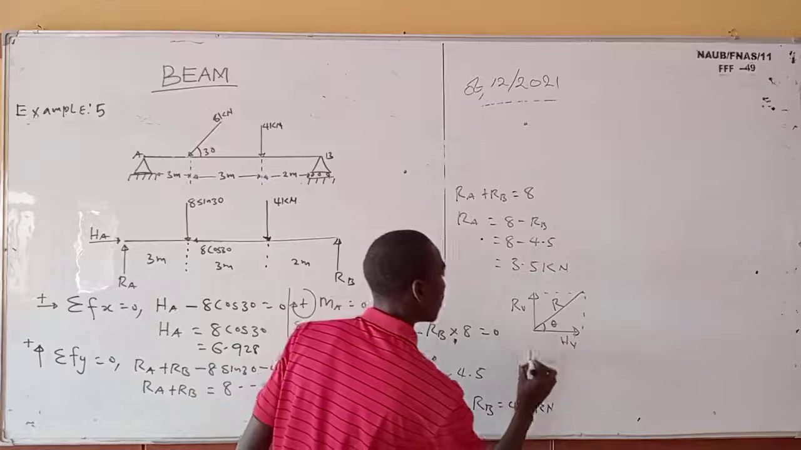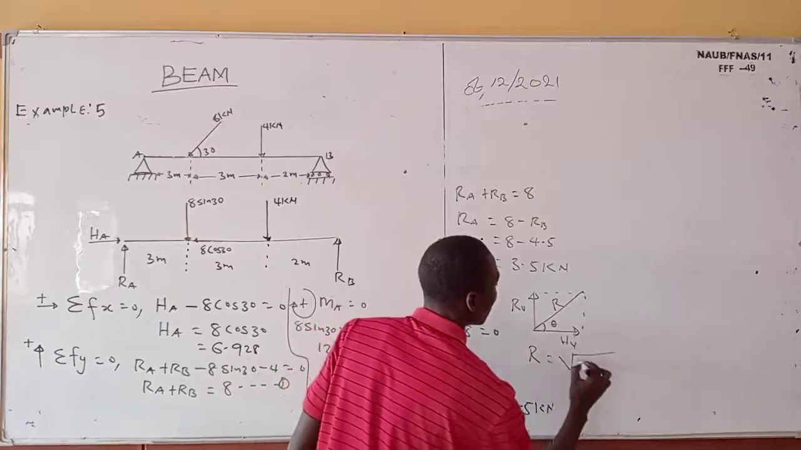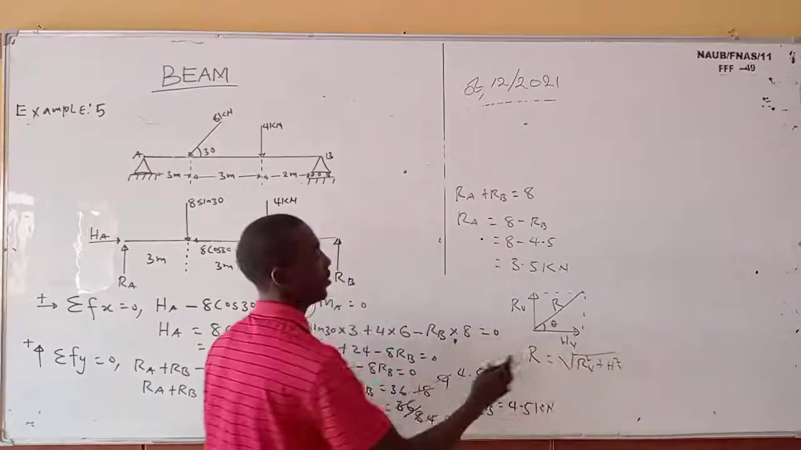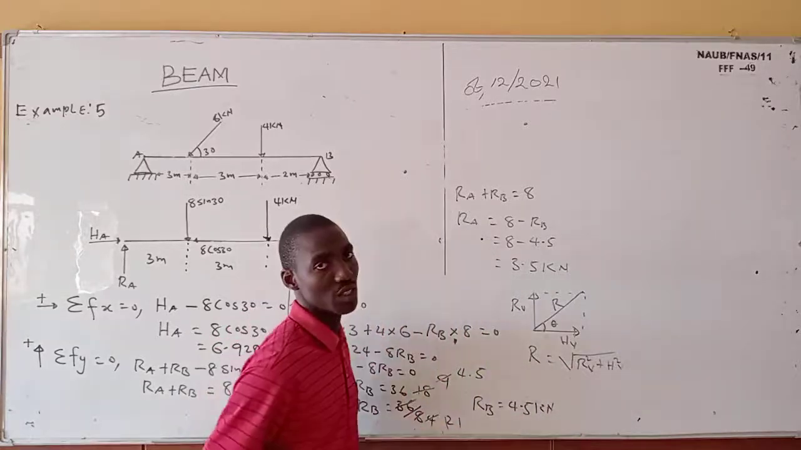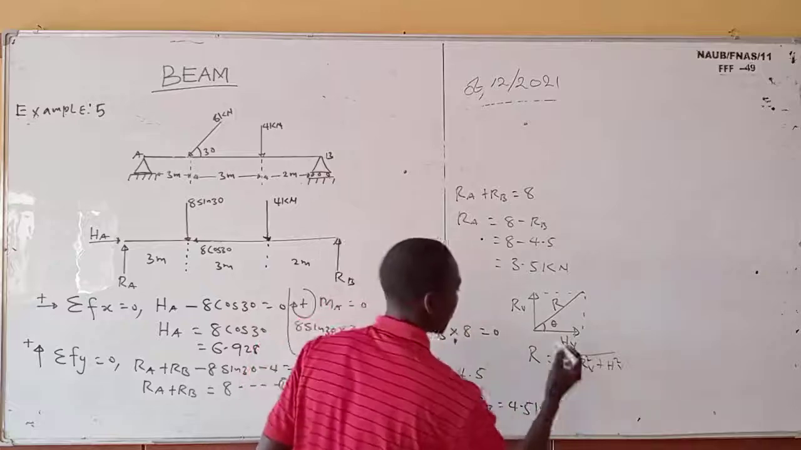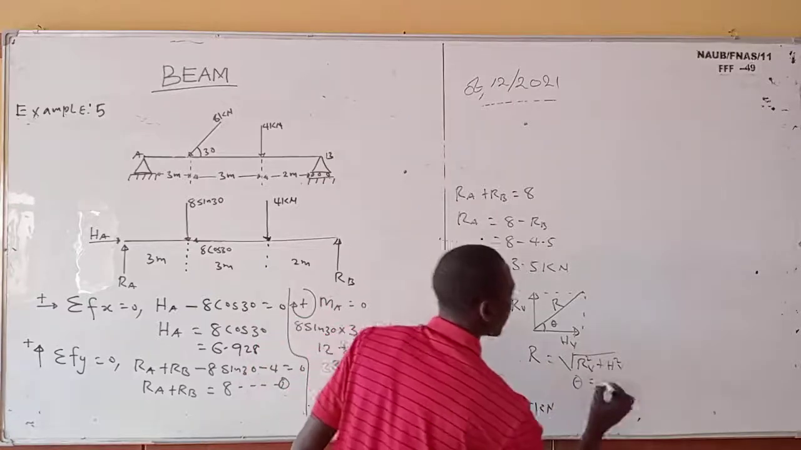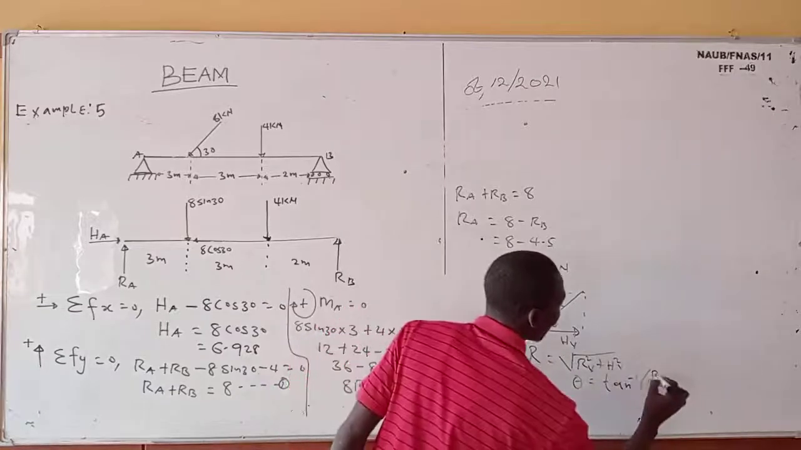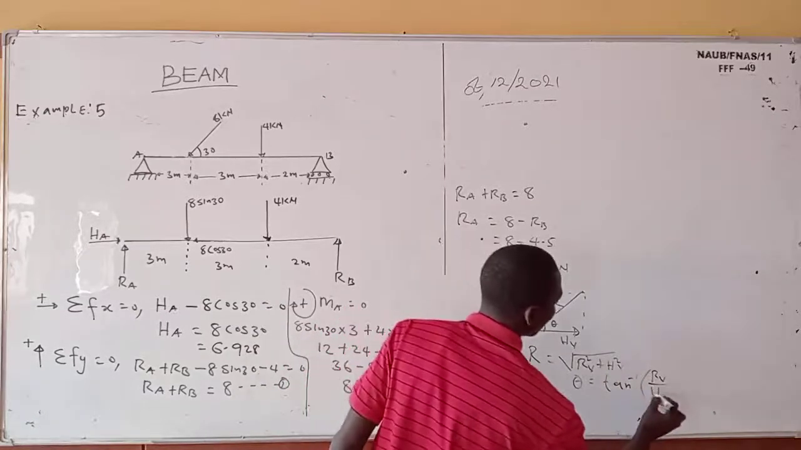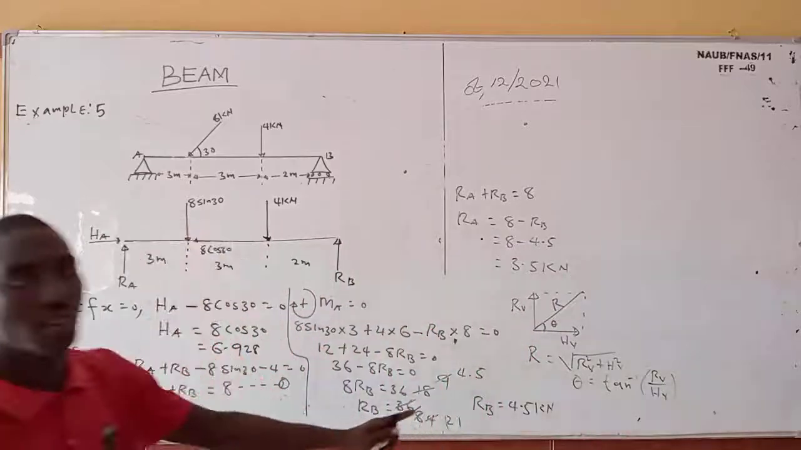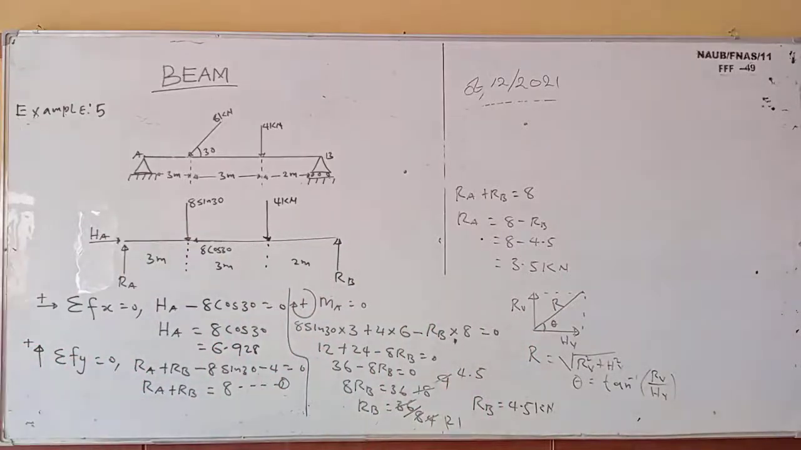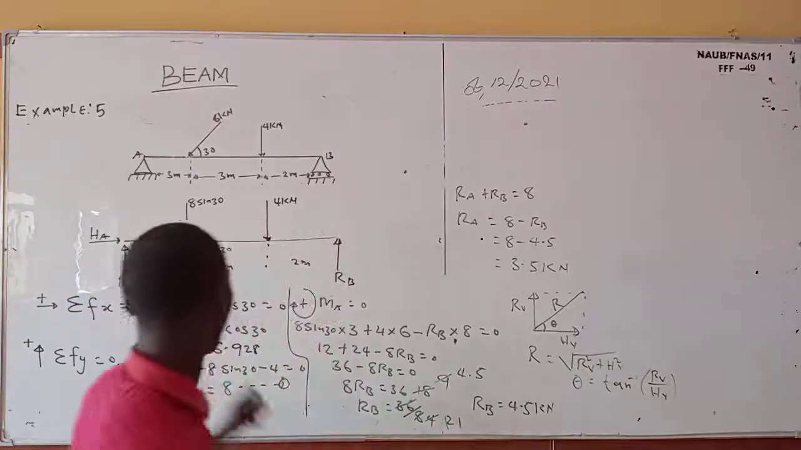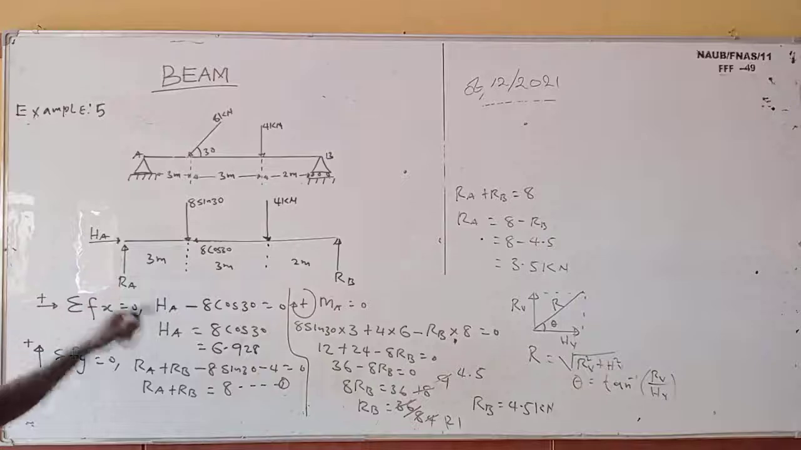So our resultant RA will be equal to square root of RAV squared plus HA squared, like that. So now you get your resultant. And the angle of inclination will be equal to tan inverse of RAV over HA. You can still remember this. So anytime they ask you this question, this is what you are going to use to get your resultant at A.